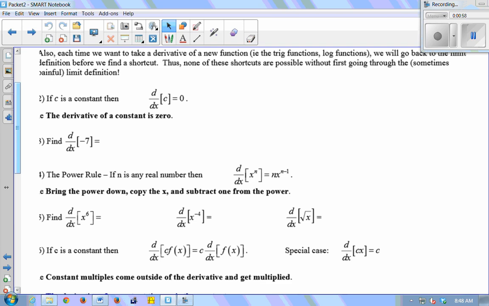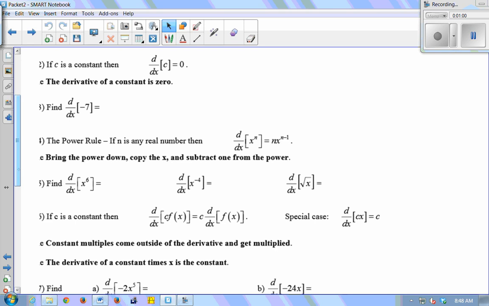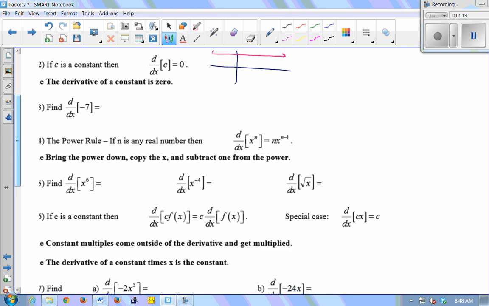So my first derivative rule is that the derivative of a constant is 0. Because if you have a constant function, sketch a little constant function here at some height c. If you draw a tangent line anywhere along that line, what's its slope? 0. So the derivative function is y equals 0. So what is d dx of -7? 0. Derivative of a constant is always 0.